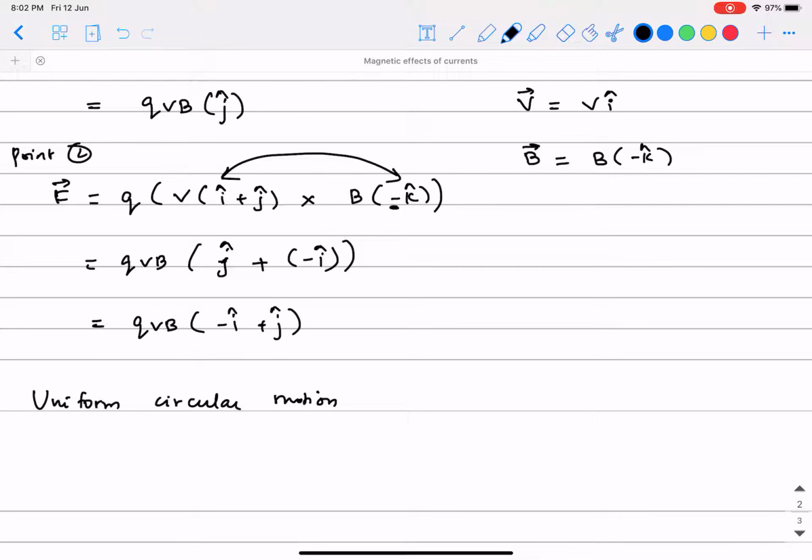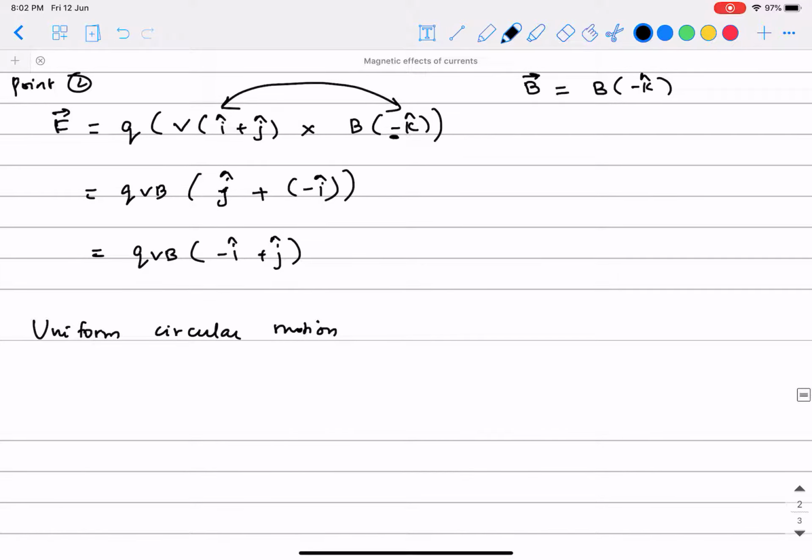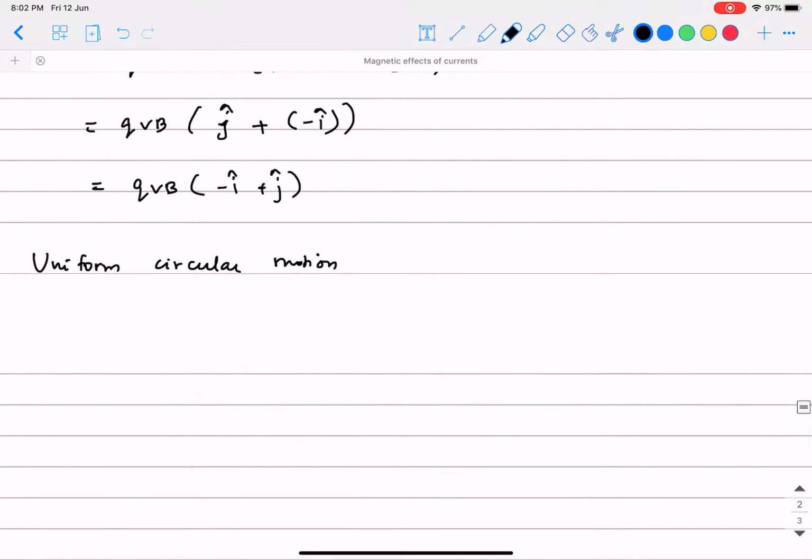So what happens in this case is, when a particle is projected perpendicular to the magnetic field, the particle starts moving in a uniform circular motion. Now our work is to find out what is going to be the radius of the circular path into which the particle is going to move. So what is going to be the radius?